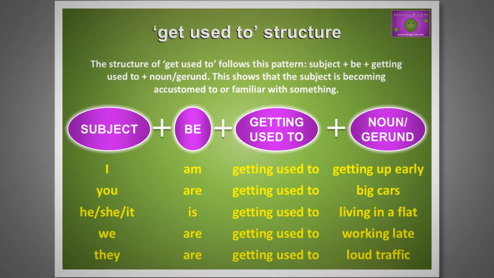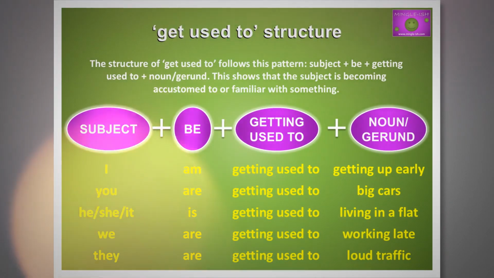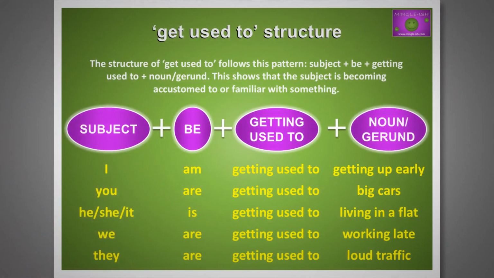The structure of get used to follows this pattern. Subject plus be plus getting used to plus a noun or gerund. This shows that the subject is becoming accustomed to or familiar with something. For example, I'm getting used to getting up early.